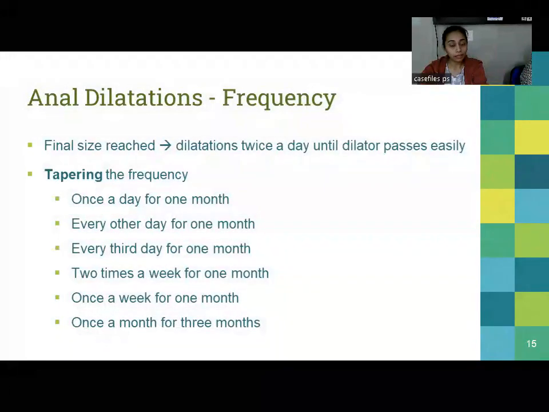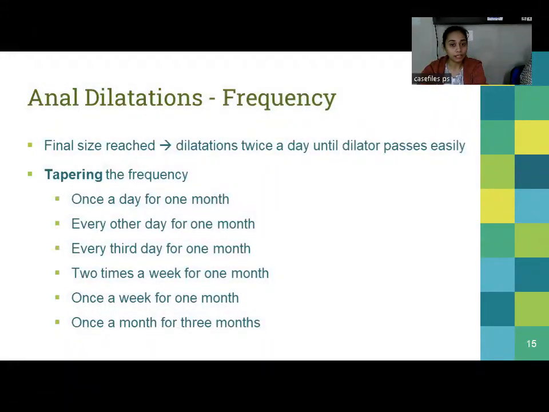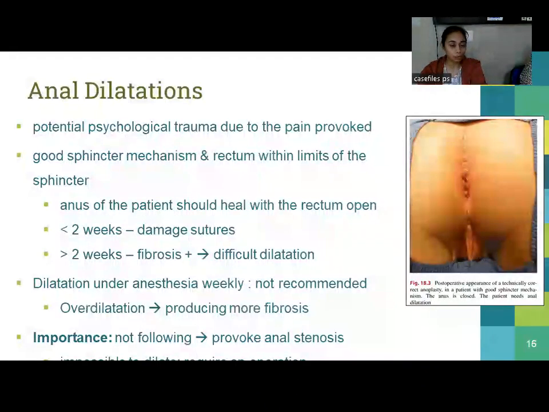As for the frequency of anal dilatation, once it has reached the final size, dilatation twice a day is indicated until the dilator passes easily. Once we have achieved that, the frequency should be tapered to once a day for 1 month, every other day for 1 month, every third day for 1 month, 2 times a week, then once a week for 1 month, and once a month for 3 months. And then it can eventually be stopped.